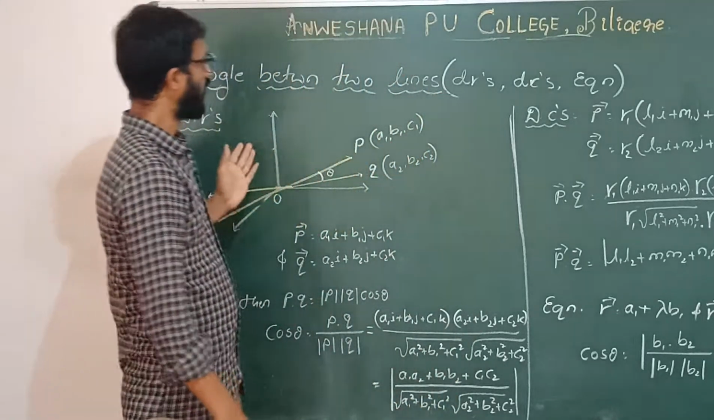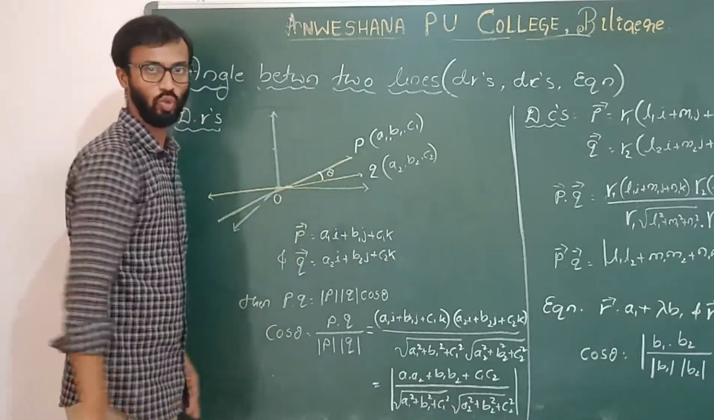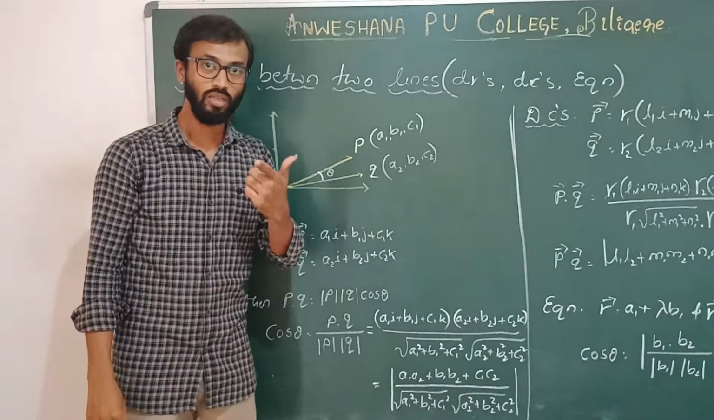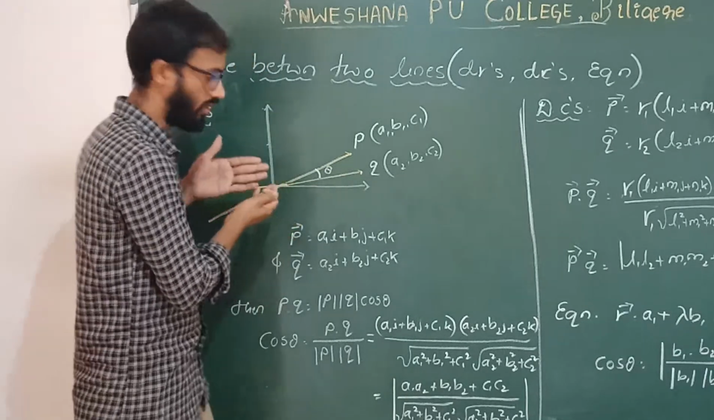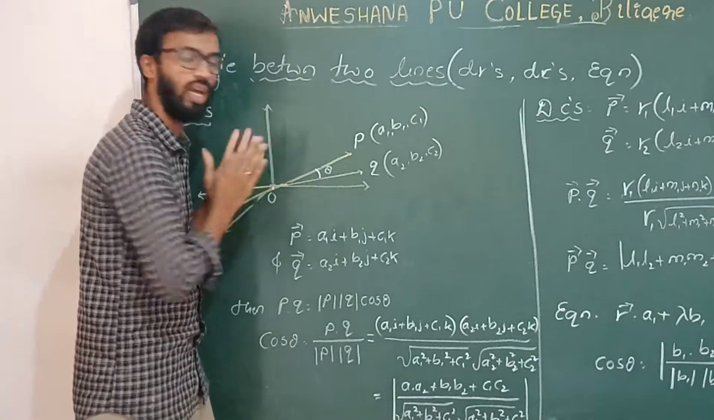Okay, how is it done? Now let me take two lines. P and Q are the two lines which are passing through the origin. The question may arise: will they pass other than the origin also? Yes, the two lines may go other than the origin also. Just now I am taking it as when they pass through the origin.